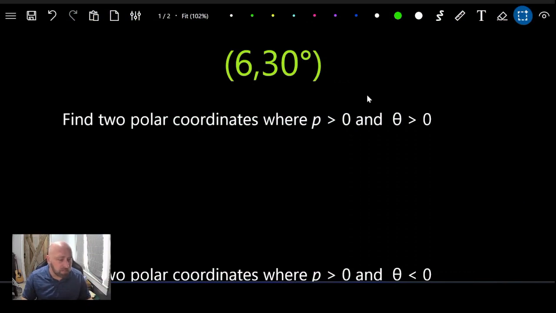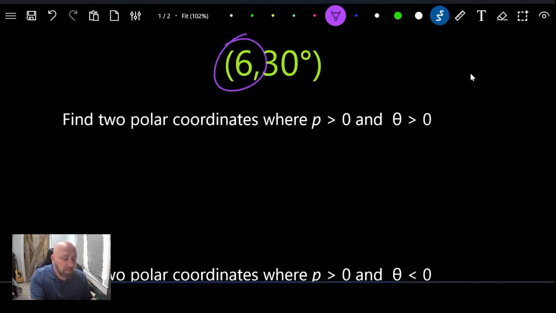So here we go, 6, 30 degrees. We want to find two polar coordinates that meet these conditions. Rho is greater than 0, so it's going to be positive, and theta is also greater than 0. So for 6, 30, here's what we would have to do.